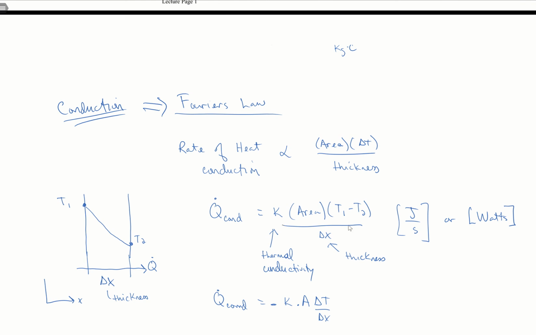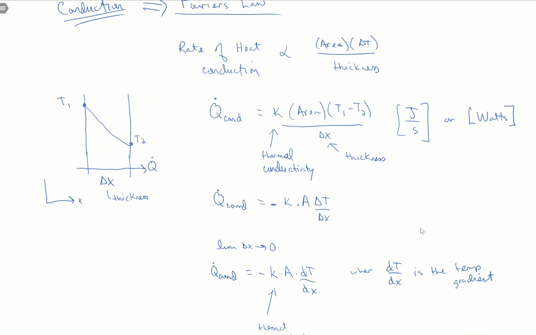The units for the rate of heat transfer via conduction are joules per second, or watts. A joule per second is a watt, so it can be expressed in watts or in joules per second.